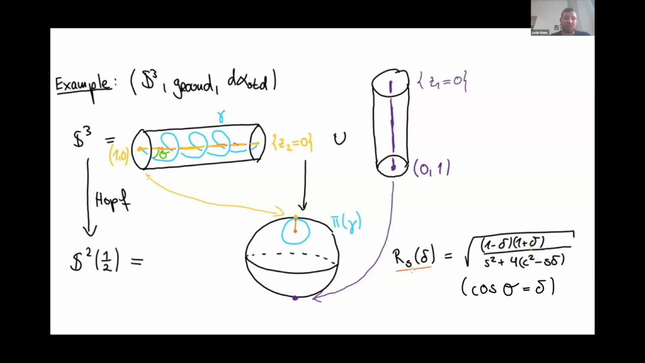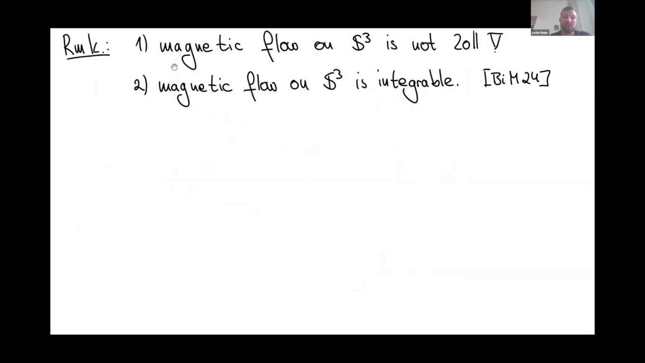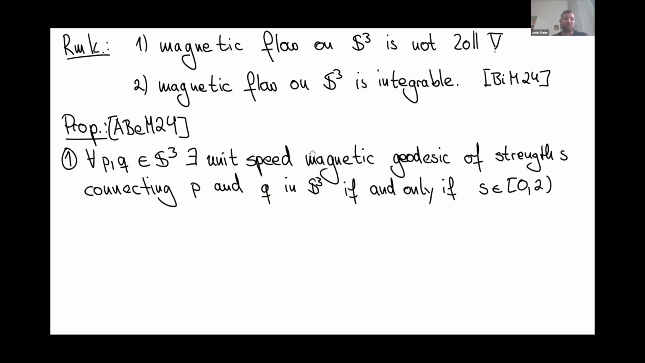Then we will go to the next slide. The first remark to this is, as I said before, the magnetic flow on S3 is not Zoll, because they are not all closing up. The second thing, which I proved together with Johanna Bimmermann, and which is part of the paper, is that the magnetic flow on S3 is integrable. So it has three independent integrals of motion, which is quite nice. Then, joint with Peter Albers, Gabriele Benedetti and myself, we have proven that for all p, q in S3 there exists a unit speed magnetic geodesic of strength s connecting p and q in S3 if and only if s is between 0 and 2.